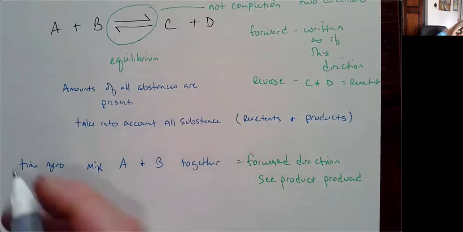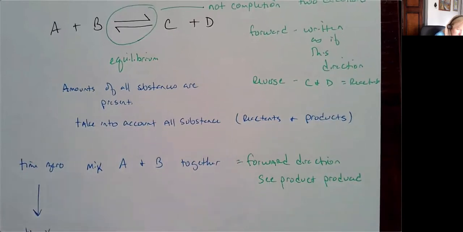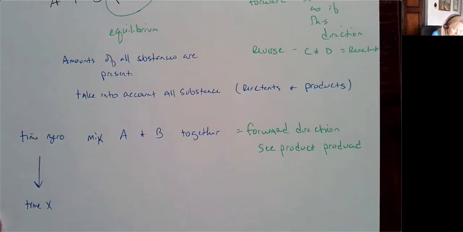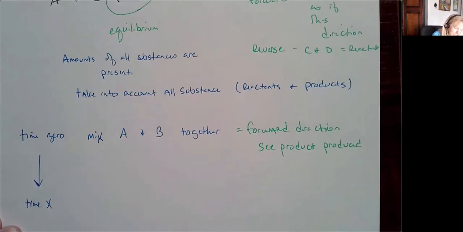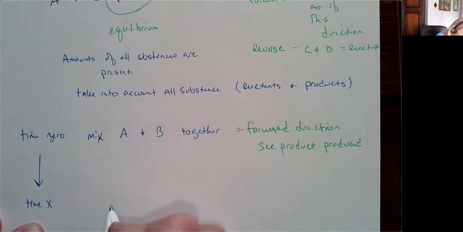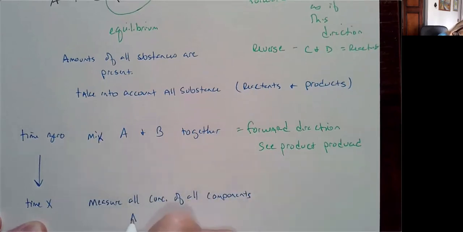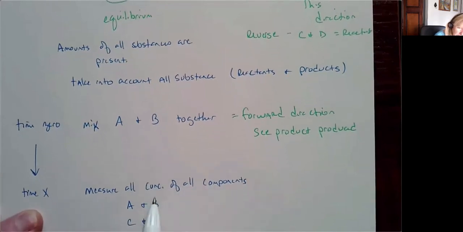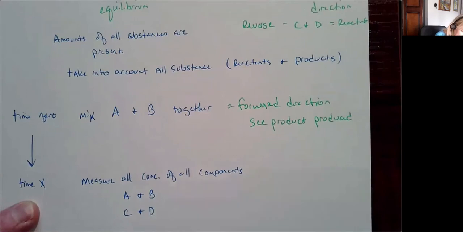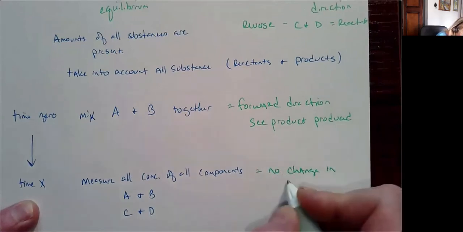At some other point in time, and it doesn't matter, and it's going to be dependent upon the chemical reaction, how much time it's going to take to get there, I'm going to have a scenario where if I measure all the concentrations of all the components, so A and B and C and D, and I look at the concentration of all of these, what I'm going to see is that there's no change in concentration.